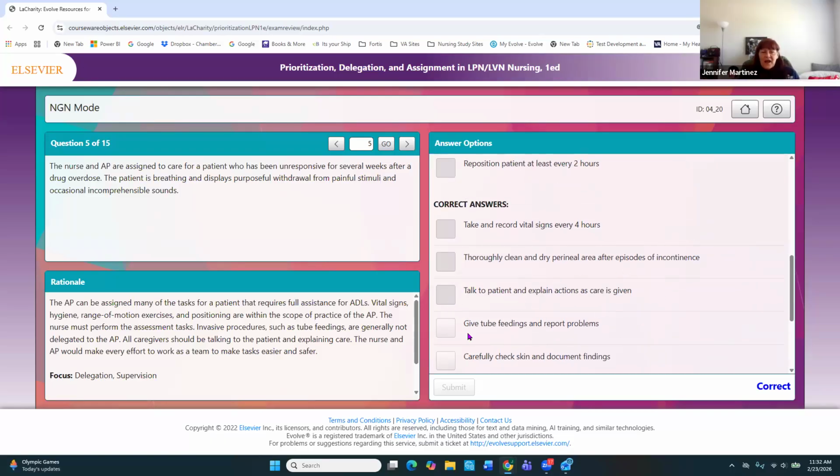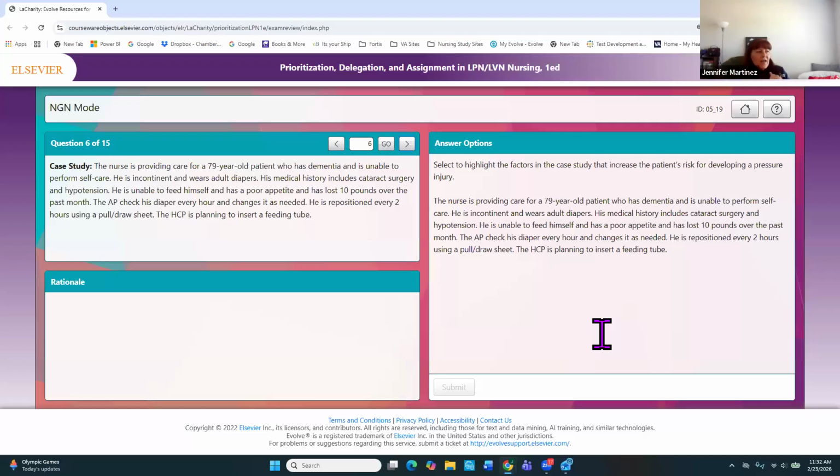I'm glad I didn't see exactly who said it, but yes, talk to the patient and explain actions as care is given, just because they are unresponsive. Even if they were in a coma, we always talk and let our patients know what is going on. Remember, hearing is the last sense to go, so they can still hear you.